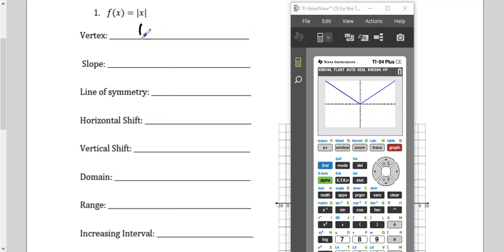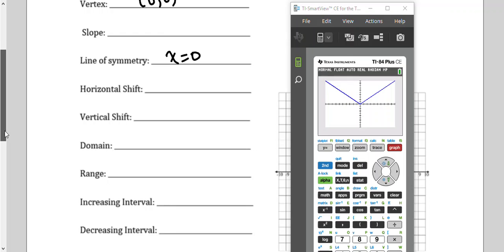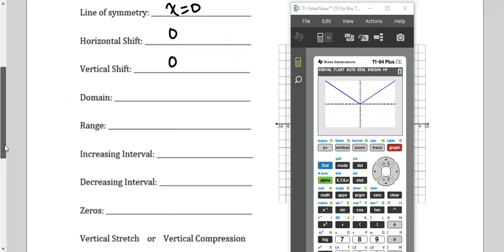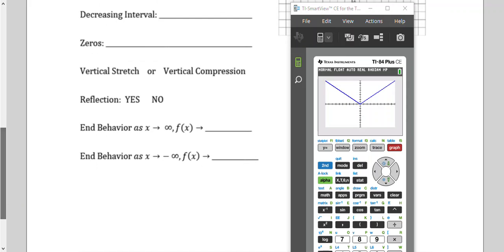So the vertex here is 0, 0. I'm going to skip the slope. The line of symmetry is x equals 0. The line of symmetry is this line right here. Since the absolute value graph is symmetrical, the left side is a reflection of the right side. And then for the horizontal shift, we say it didn't move left or right, and it didn't move up or down, okay? And that's what we're going to look at for now.